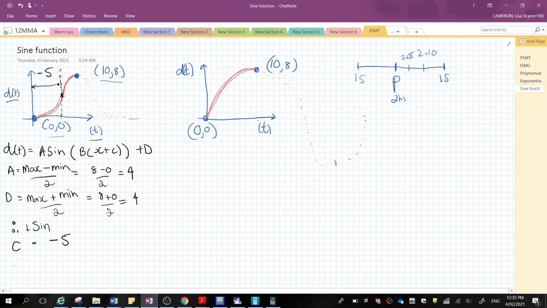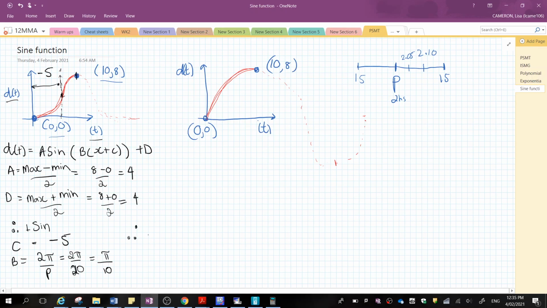The last one I'm looking for is B. Now, B relates to the period, so that's going to be 2 pi over the period. So for it to do one full phase, or one full period here, we're going to have to do double the x-coordinate here. So it took 10 spaces to get to here, so for one full period, it's going to take 20 spaces. So that's going to be 2 pi over 20, because it's 2 lots of the 10. Which will simplify to pi over 10. Okay, all that's left to do now is to state my formula.